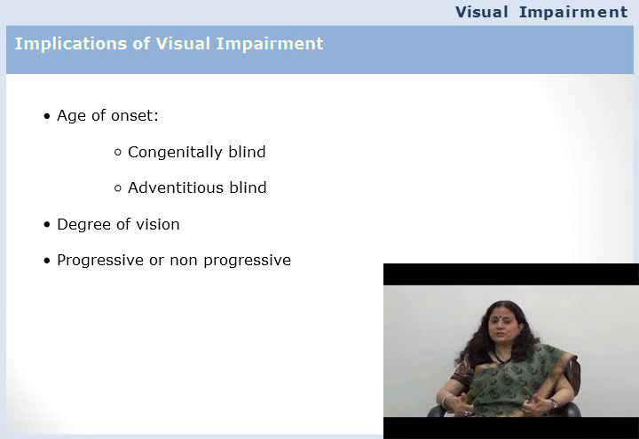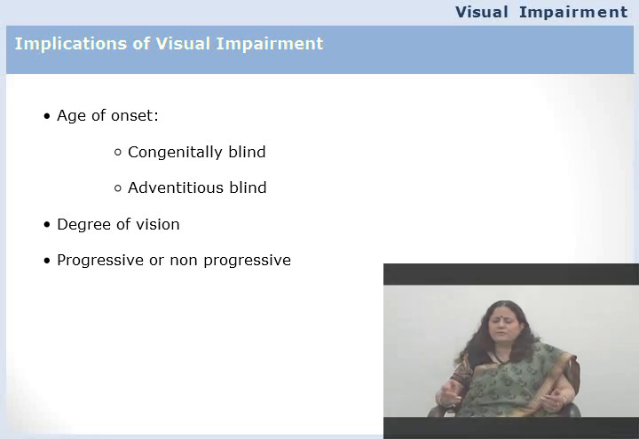Finally, the eye condition. Whether the eye condition is progressive, which means slowly the person is losing his vision, or is it static. A child who has a progressive visual loss has to be trained in the use of braille. If the condition is static and he has some residual vision, then maybe just large print is fine for him.